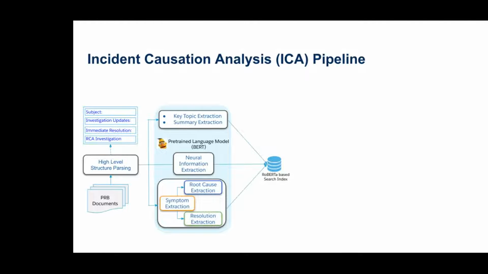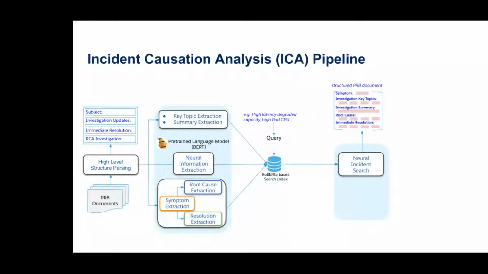All of the extracted information, along with the original unstructured document, is now put into a neural search index. It's based on RoBERTa-based embeddings of these documents, and this serves the neural incident search. So now, given a query like high latency, high pod CPU, we can give out the search results in the form of structured PRB documents, where each PRB has the extracted symptoms, the key topic, summary, root cause, and the resolutions in the form of short topics.